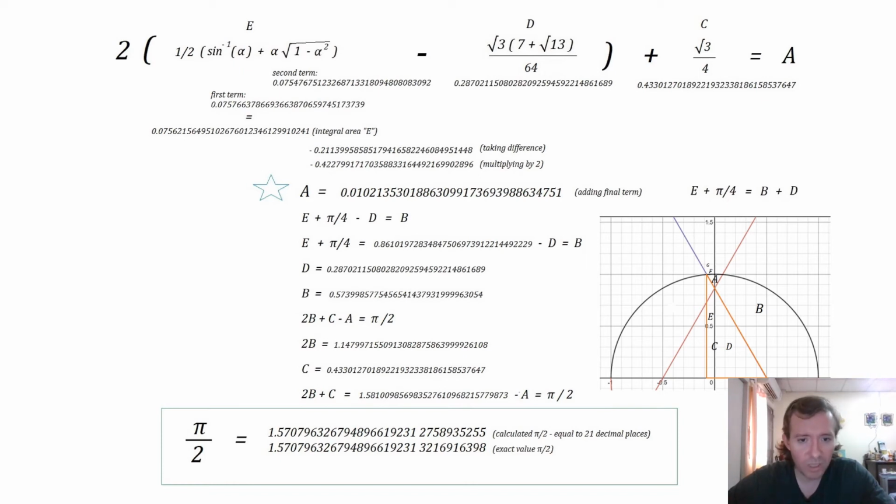And then once we get B, we can turn around. Now that we have the values of A and B, we can use 2B plus C minus A is equal to pi over 2 in order to calculate the value of pi over 2 and show that it is, in fact, what it should be. That's what we are showing on this slide. That's how you can confirm that this is the correct answer.